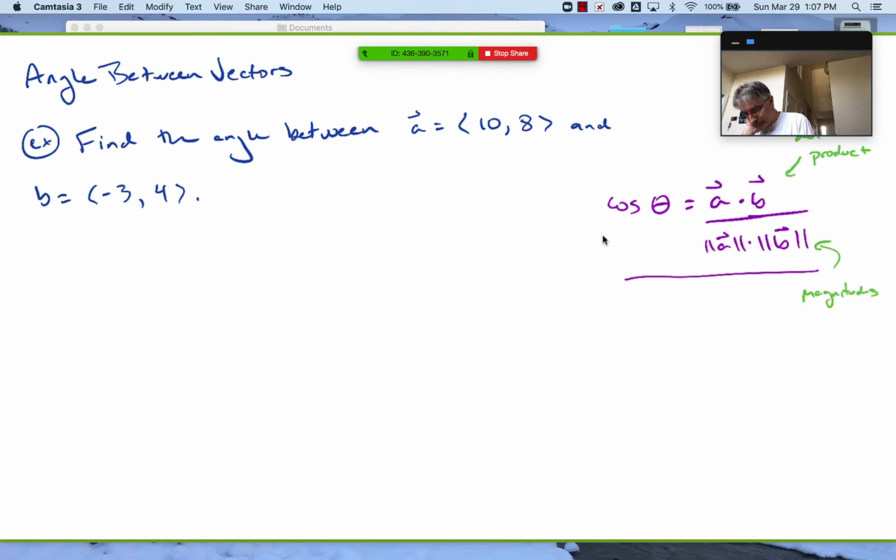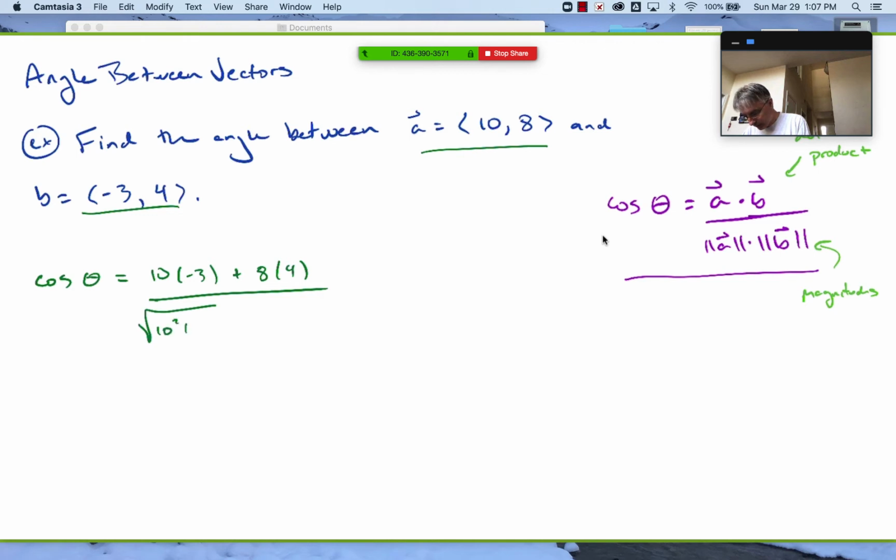So in order to find this angle between my vector A, 10, 8, and my vector B, negative 3, 4, I'm simply going to say cosine theta equals, now the dot product is where I multiply the x components together, 10 times negative 3, and the y components together and multiply, so plus 8 times 4, and then divided by the magnitudes. And so the magnitude of A is going to be the square root of 10 squared plus 8 squared, and then times the magnitude of B, negative 3 quantity squared plus 4 squared.